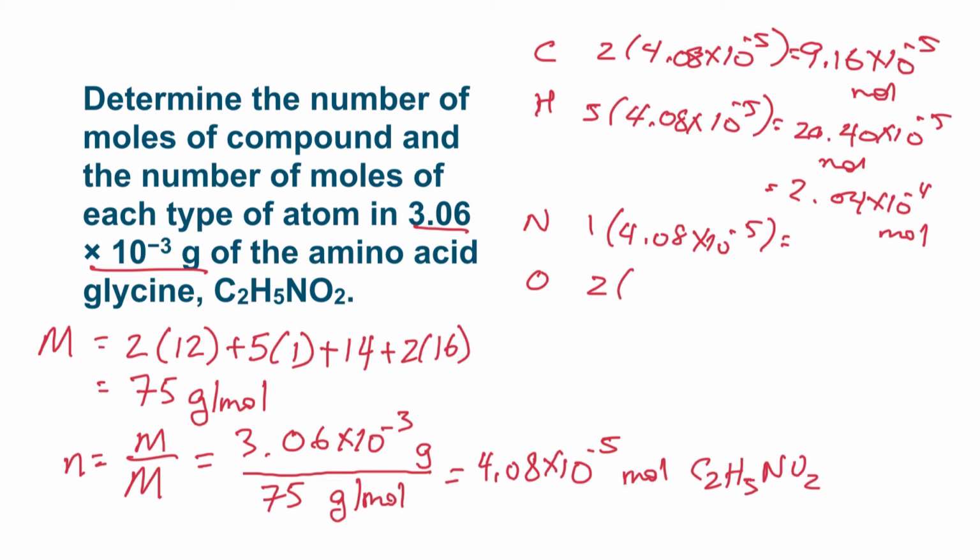And for oxygen, once again I have a 2-to-1 ratio, so I multiply this by 2, and I get 9.16 times 10 to the negative 5 moles of oxygen.